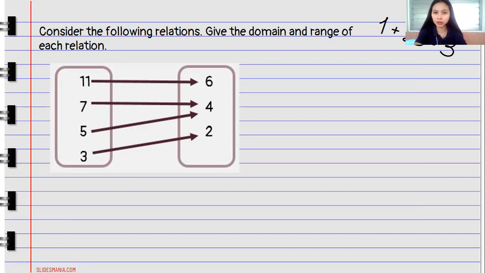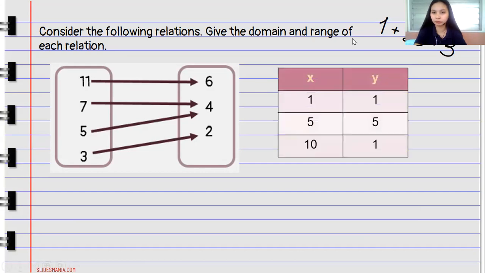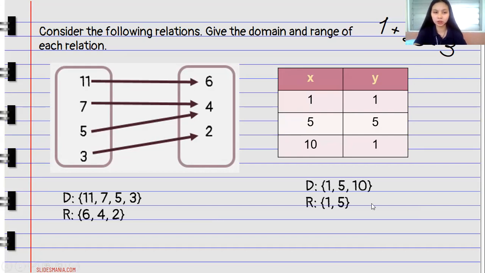So, if we're going to represent that, ayan, we will be having, ay wait lang. Meron pala ako dito. Para hindi ko na siya isusulat. Ayan. So, ito table of values naman to. So, dito, ganun lang din. Ayan. So, domain ko is 11, 7, 5, and 3. Range ko is 6, 4, and 2. Ang domain ko dito is 1, 5, and 10. Ang range ko is 1 and 5. So, kung napansin nyo, 1 and 5, dalawa lang yung range ko. Kasi po, dalawa naman na po kasi siya. Di ba? Same lang yung y nila. Okay? So, kung since same lang naman yung value ng y nila, pwede ko na lang siyang isulat as 1. Okay? Pag-isahin ko na lang sila.